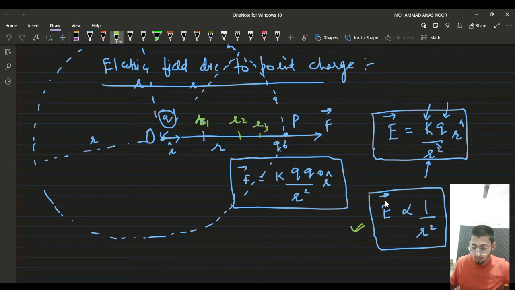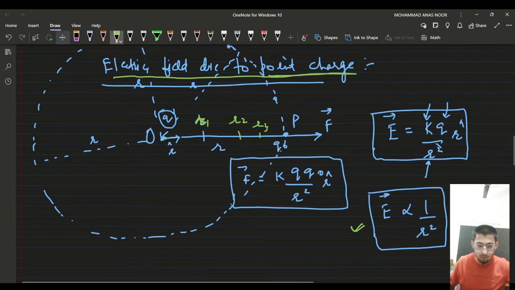The electric field due to a point charge, remember, we are concerned about a point charge as of now, is inversely proportional to the square of the distance at which we want to find the electric field. But if r is fixed, then on the spherical locus, the magnitude of the electric field would be the same.